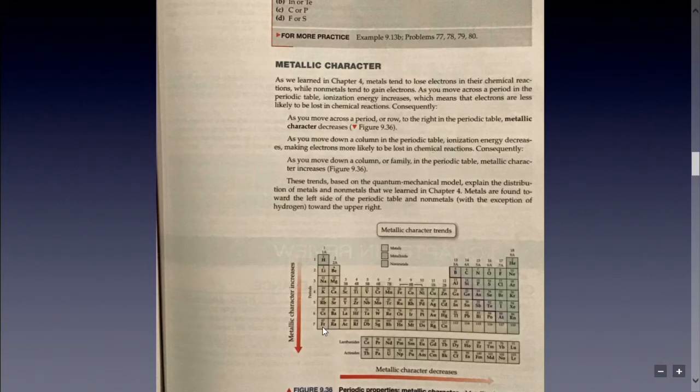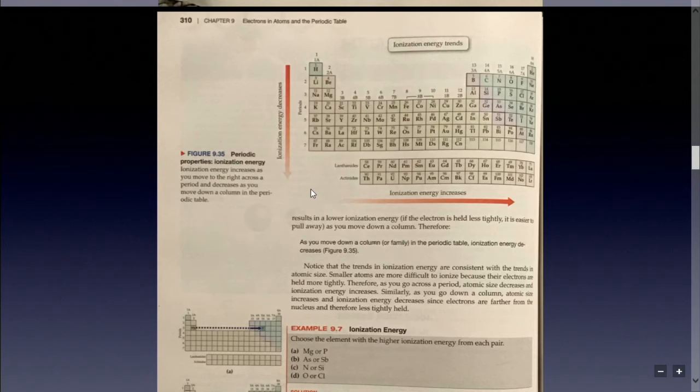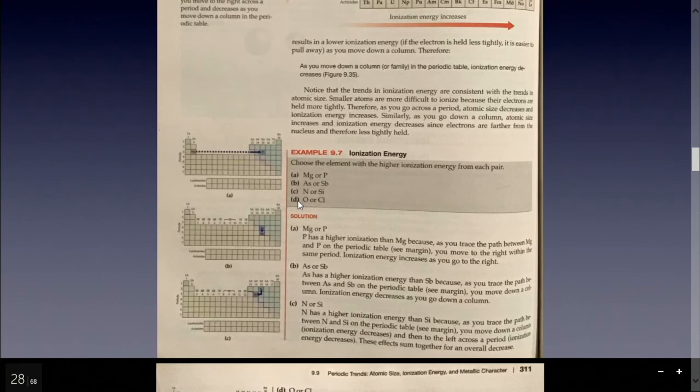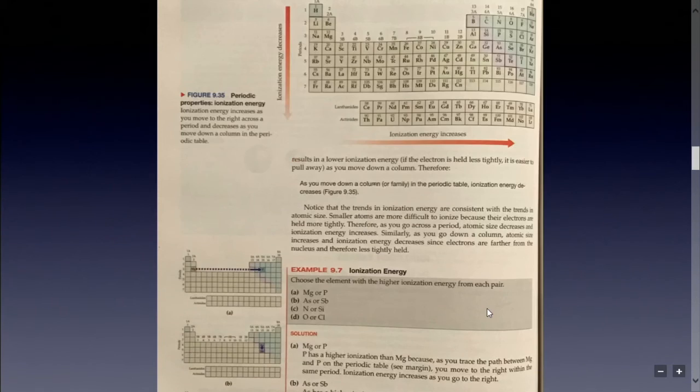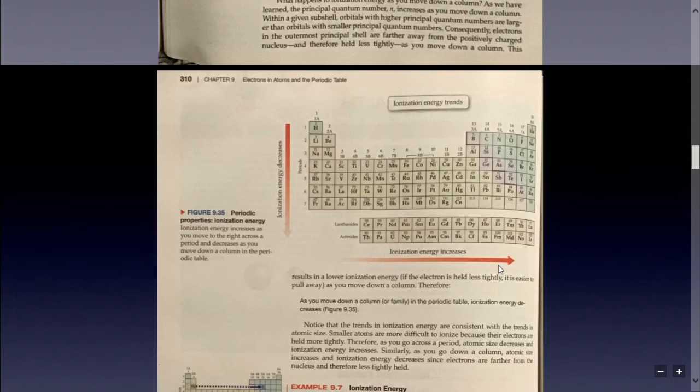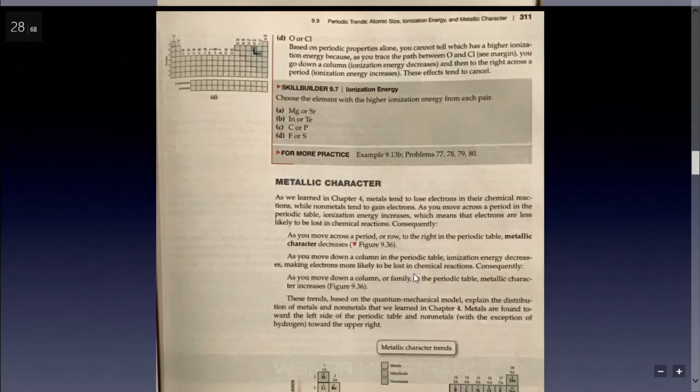Francium is the most metallic metal. Does that make sense? Cesium is a little bit less metallic, but it's pretty metallic in the fact that it easily wants to lose that electron. So it's just the opposite of ionization energy. And we can prove that. Metallic character increases as you go down. Ionization energy decreases as you go down. Metallic character decreases as you go to the right, but ionization energy increases as you go to the right. So they're just opposite to each other.